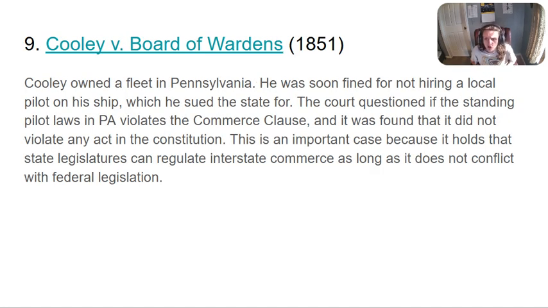Number 9 is Cooley versus the Board of Wardens. This case would be decided in 1851. Cooley owned a fleet of ships in Pennsylvania. He would soon be fined for not hiring a local pilot for his fleet, which he would sue the state for. The court questioned if the standing pilot laws in Pennsylvania violated the Commerce Clause, and it was found that it did not violate any act in the Constitution. This is an important case because it holds that state legislators can regulate interstate commerce as long as it does not conflict with federal legislation.